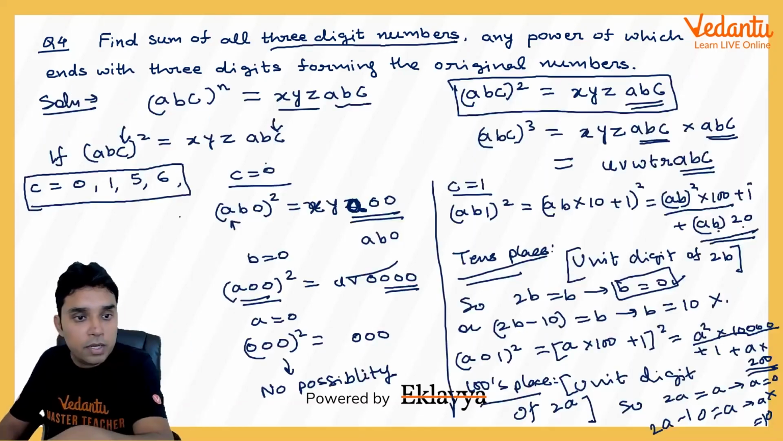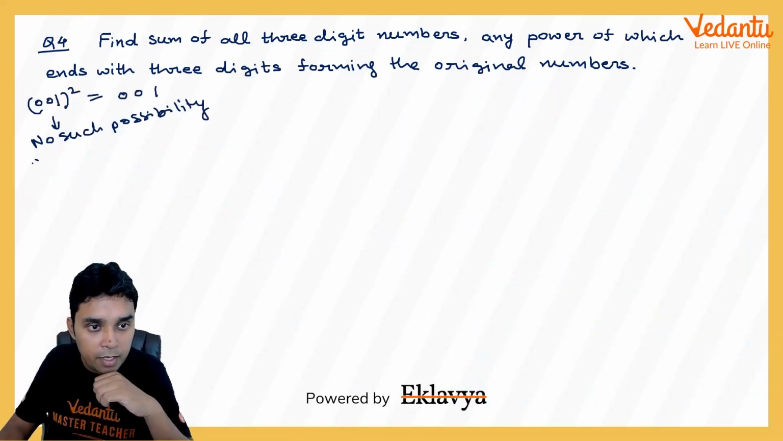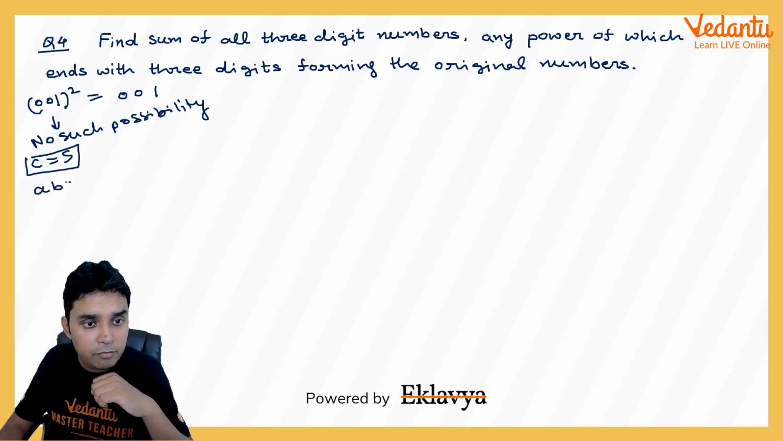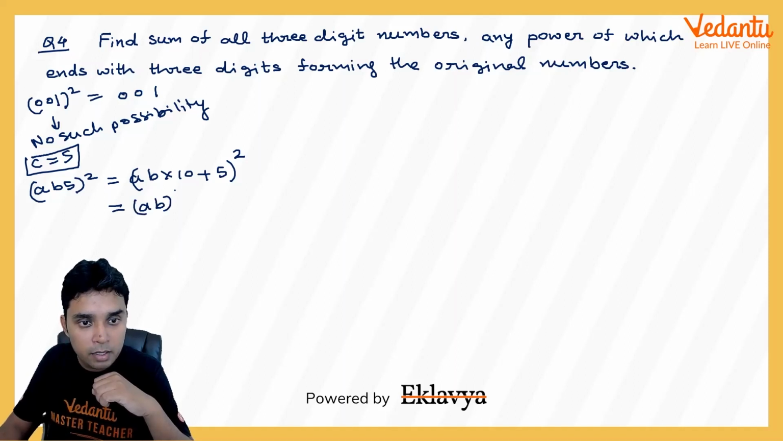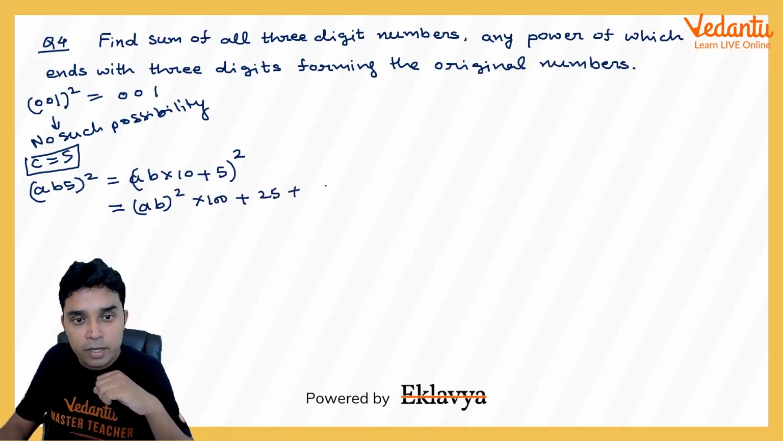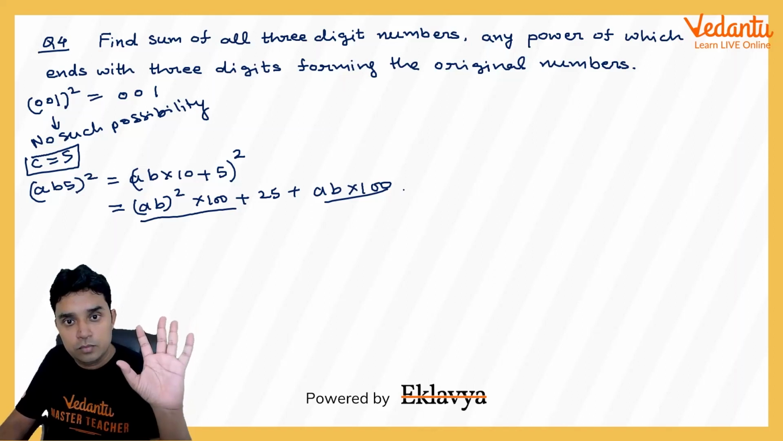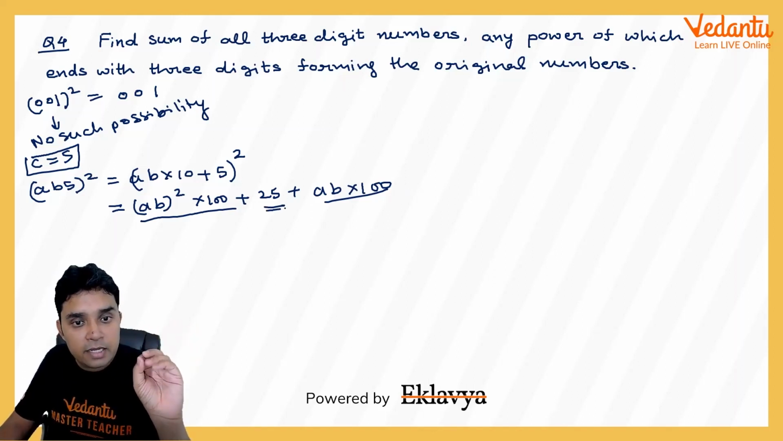Okay, now coming to the next case, when C will be equal to 5. If I take C equal to 5, my third case, my number will be AB5. And if I do the squaring of this, we will get AB into 10 plus 5 whole square. If we open it, we will get AB whole square into 100 plus 25 plus the 2AB term, which will be AB into 100. You can check these two both have last two digits as 0, 0. So the last two digits will be decided by only this 25.